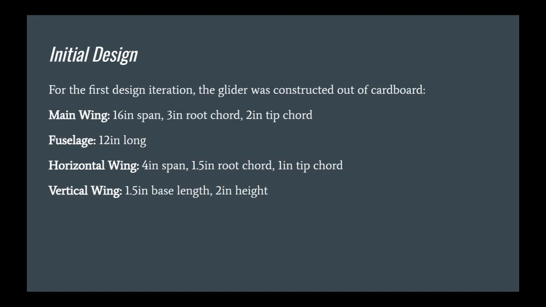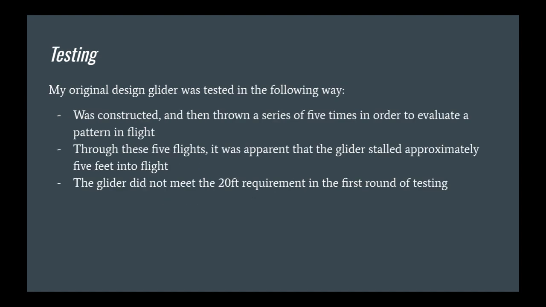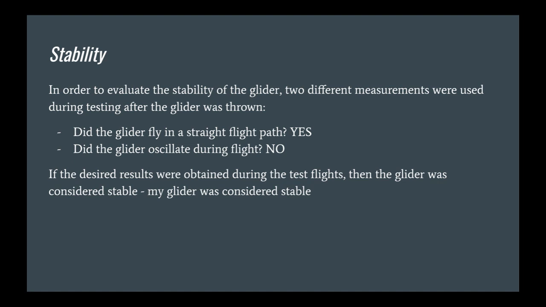Ultimately, for the first design iteration, my glider was constructed out of cardboard and followed these design specifications seen below. After creating my first design iteration, testing it was next. It was constructed and then thrown a series of 5 times in order to evaluate a pattern in flight. Through these 5 flights, it was apparent that the glider stalled approximately 5 feet into flight. Ultimately, the glider did not meet the 20-foot requirement in the first round of testing.